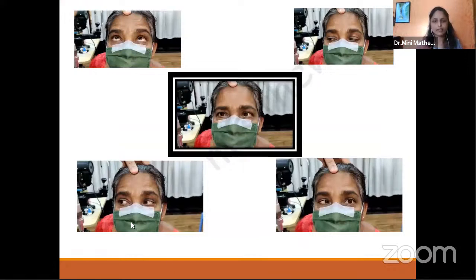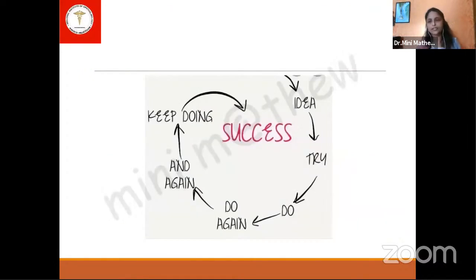Now coming to our first case, in the primary position, you can see the left eyeball is inturned and on dextroversion movements are full, but on levoversion, there is a restriction of the left eye, suggestive of a left sixth nerve palsy. So I have just given you an idea.